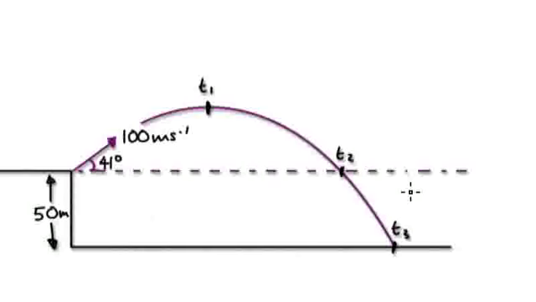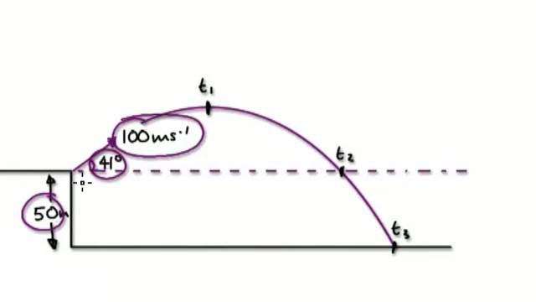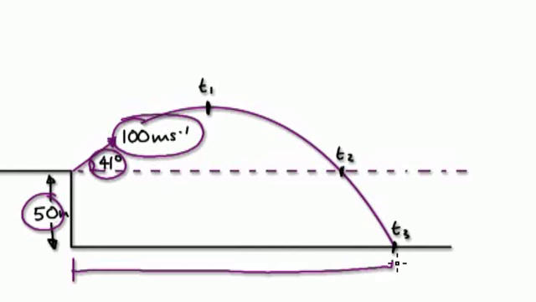Let's have a look at this scenario here. You are going to fire a cannonball at velocity 100 meters per second at an angle of 41 degrees. You're on top of a hill which is 50 meters high. Your ultimate aim is to find out this distance here, the range. Okay, so you've got to somehow find the range.